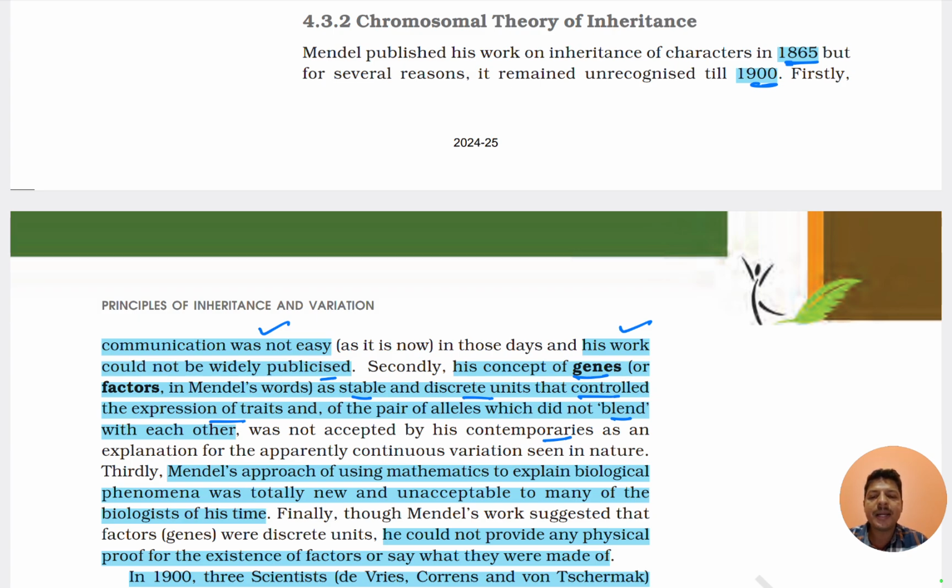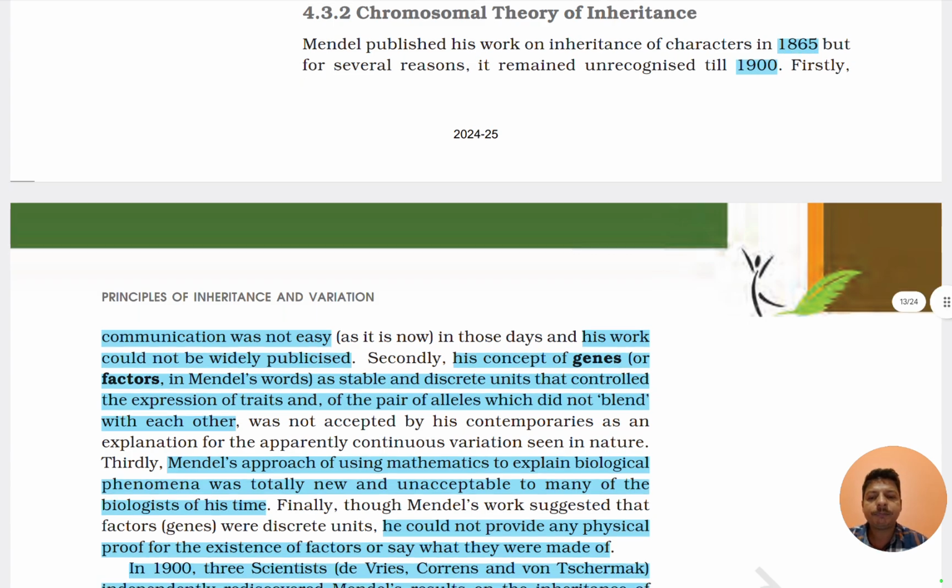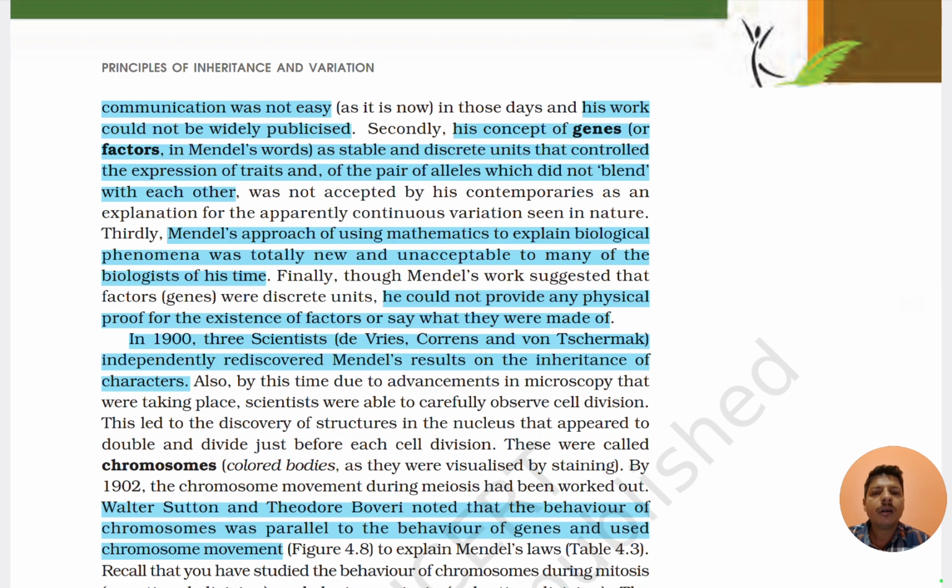And thirdly, Mendel's approach of using mathematics to explain biological phenomena was totally new and unacceptable to many biologists at that time. And finally, he could not provide any physical evidence of what the factors were made up of. But around 1900, three scientists, De Vries, Correns and von Tschermak, independently rediscovered Mendel's results on the inheritance of characters.